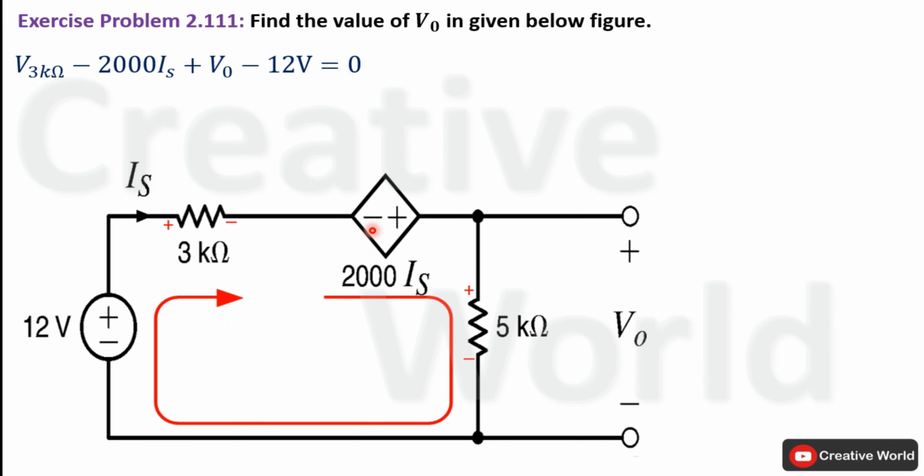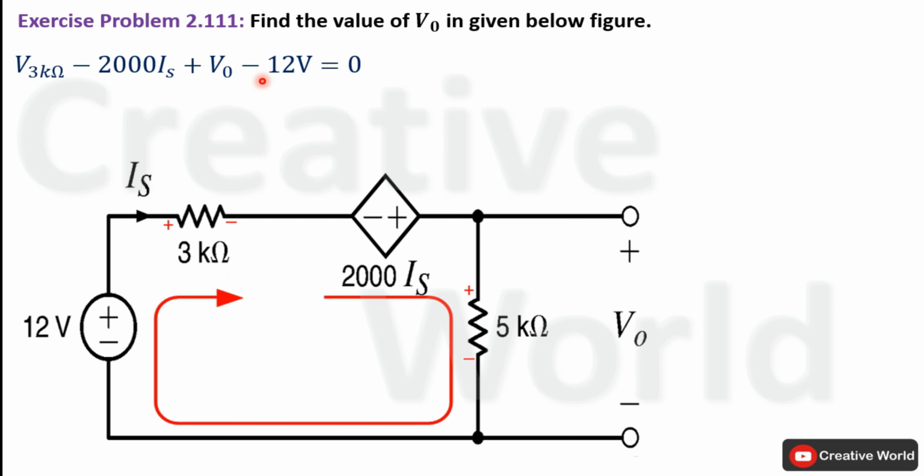Next, current entering terminal is negative, so voltage of this dependent voltage source will be taken with negative sign. The value of voltage across this dependent source is 2000 times Is. Next, current entering terminal is positive, so voltage across 5 kilo ohm resistance that is labeled as V0 will be taken with positive sign. And at the end, current entering terminal is negative, so voltage of this voltage source that is 12 volt will be taken with negative sign.